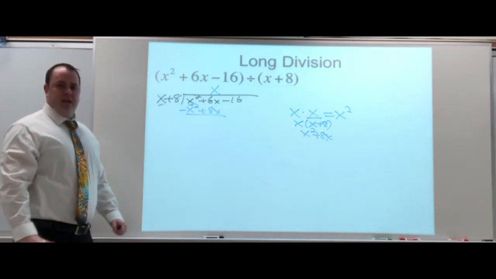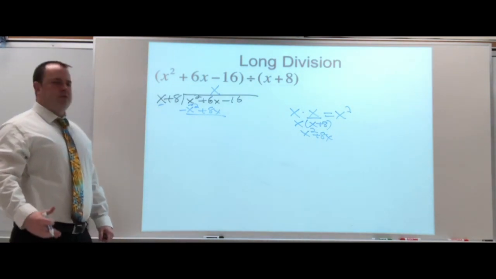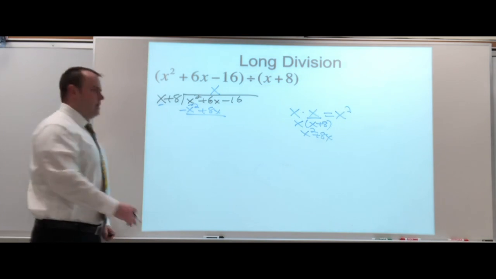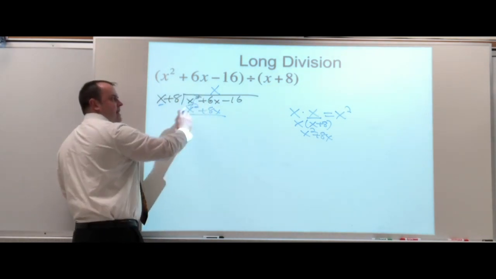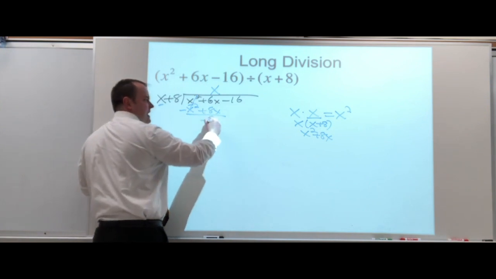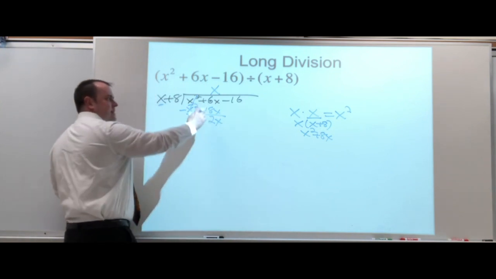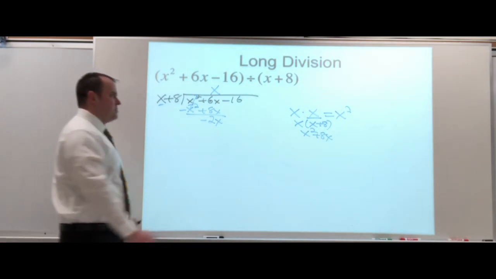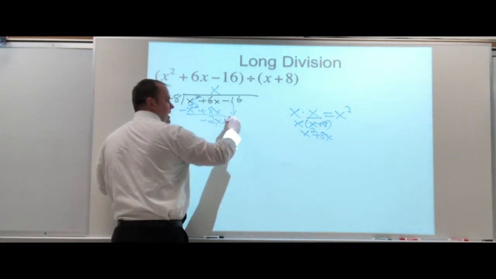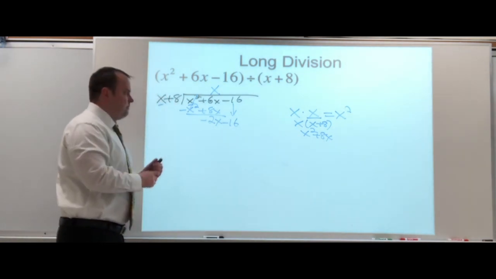Now this is usually where the error comes in. You have to make sure you're subtracting. So take your time and think about x squared minus x squared cancels out. 6x minus 8x is negative 2x. A lot of times people would add those and get 14x. You have to make sure you're doing your subtraction and just bring down that minus 16.